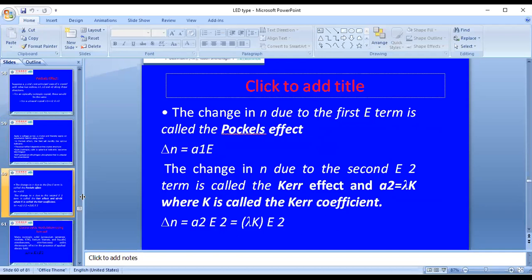A1 into E, where E is the applied electric field across the crystal. The E square term will be the Kerr effect. Whenever you consider the Kerr effect across the crystal, delta n is equal to A2 into E square, that is equal to lambda into K into E square.